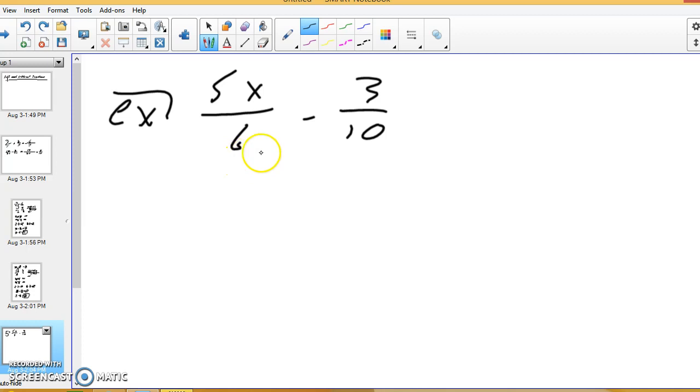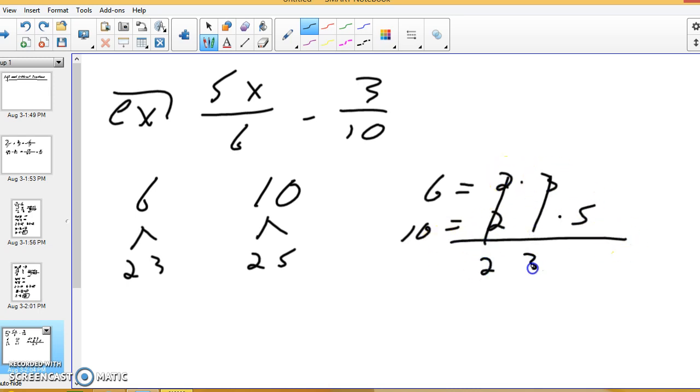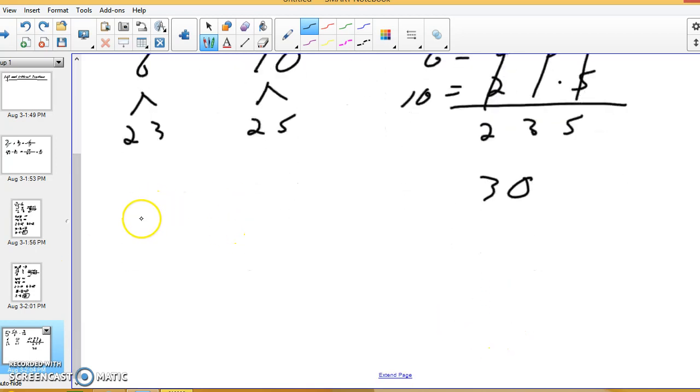So 6 and 10, they are not the same denominator, so therefore we need to find a least common denominator, which means we need to find a least common multiple of these. 6 is equal to 2 times 3, 10 is equal to 2 times 5. Drop them straight down, 2, 3, 5. 2 times 3 is 6, times 5 is 30. So our least common multiple of our denominators is 30, so our least common denominator should be 30.